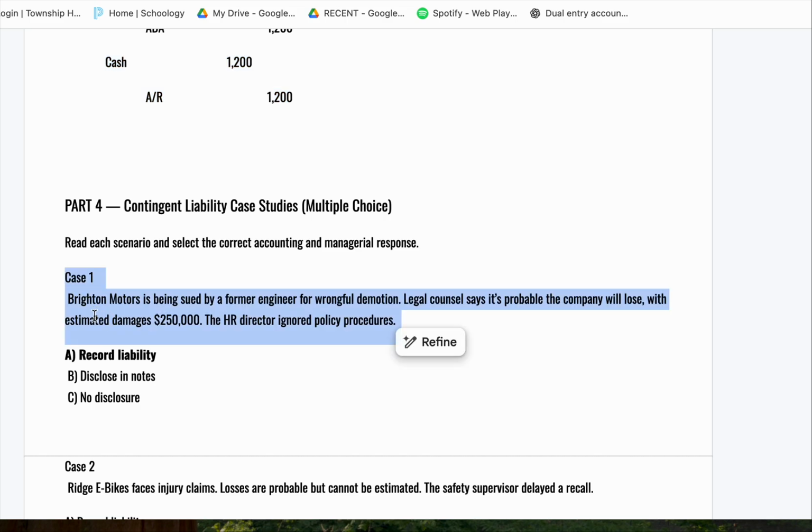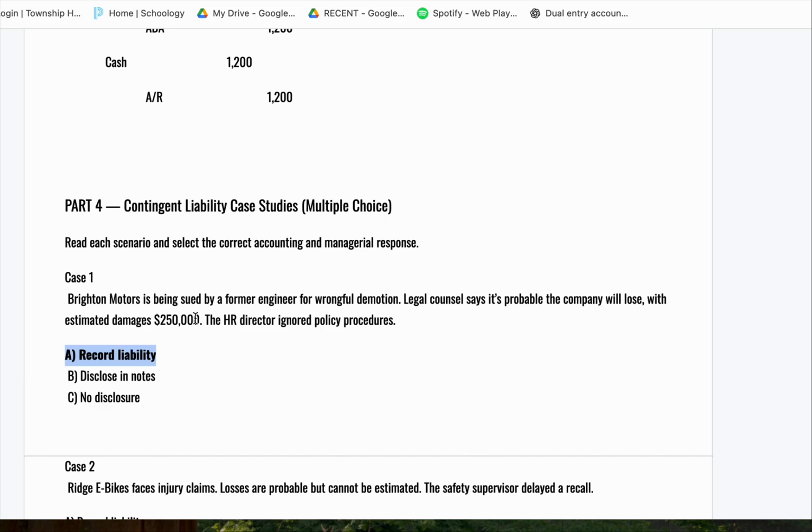In this first one here, case one, Brighton Motors is being sued by a former engineer for wrongful demotion. Legal counsel says it's probable the company will lose with estimated damages at $250,000. So because it's probable and because the damages can be estimated, we would record the liability. So that would be A. And if you're uncertain about any of this, there's a slide in the Chapter 9 slides that shows a chart of how this breaks down.